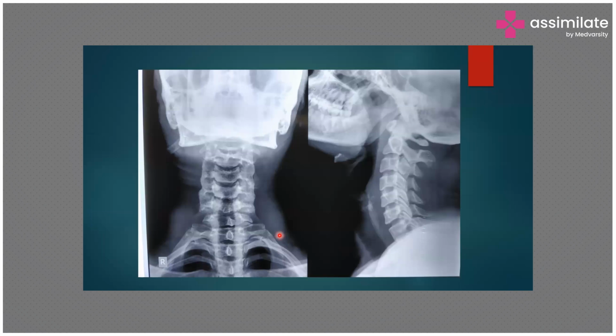So we have got an answer. Yes, just check that. There is an answer that says it's a normal X-ray, and that is the right answer. So the adequacy is good, the alignment is good, the bones are all fairly normal, and the cartilaginous spaces are good, and the soft tissue densities are also good. So this is a normal looking X-ray.